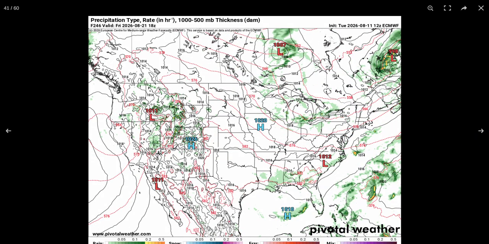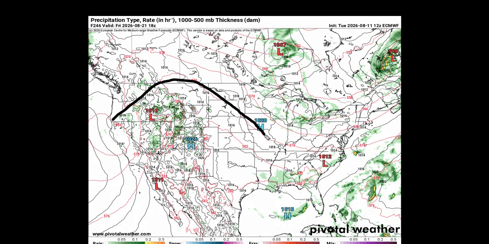As we move through, we can see the mountainous west remains fairly active with quite a few showers and storms. Hopefully that will help out for the wildfire season, and also hopefully it just improves drought conditions out there.